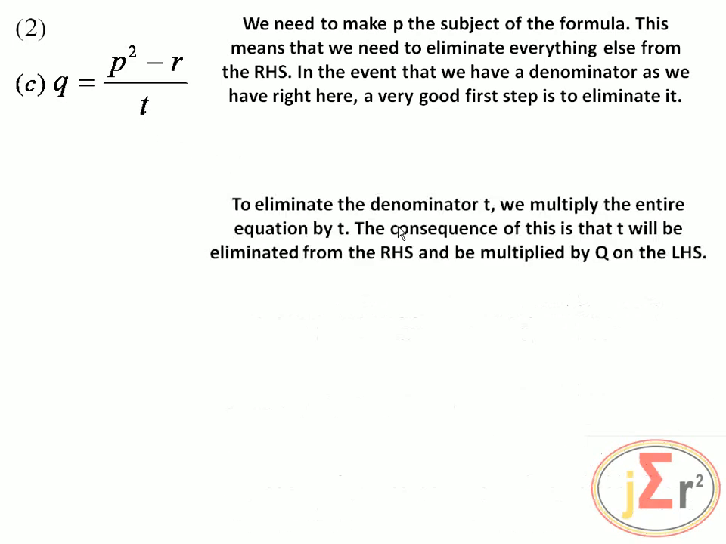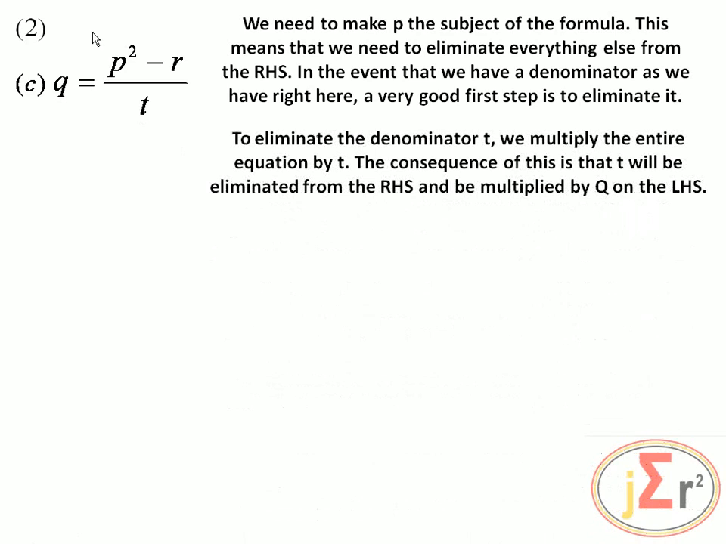In eliminating the denominator, we need to multiply by t, because this denominator is something that we are dividing by. In order to eliminate it, we need to multiply by t, the entire equation. By so doing, t will be eliminated from the right hand side, and on the left hand side, q will be multiplied by t.